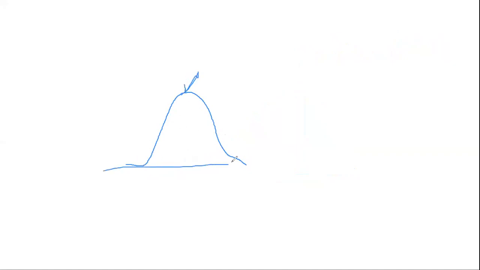In statistics also we have a normal distribution curve like this. But this normal distribution curve cannot touch the x-axis. It cannot be touched. That's why it is called a bell-shaped curve.